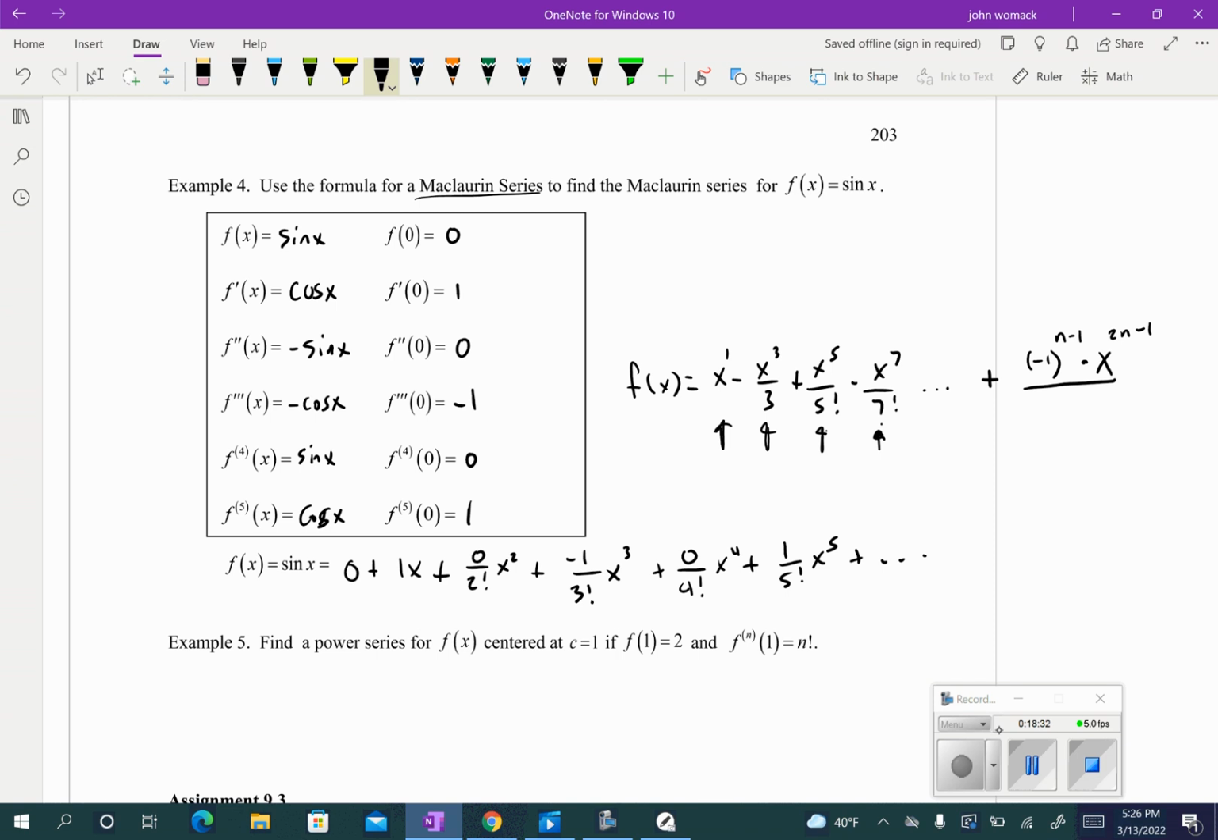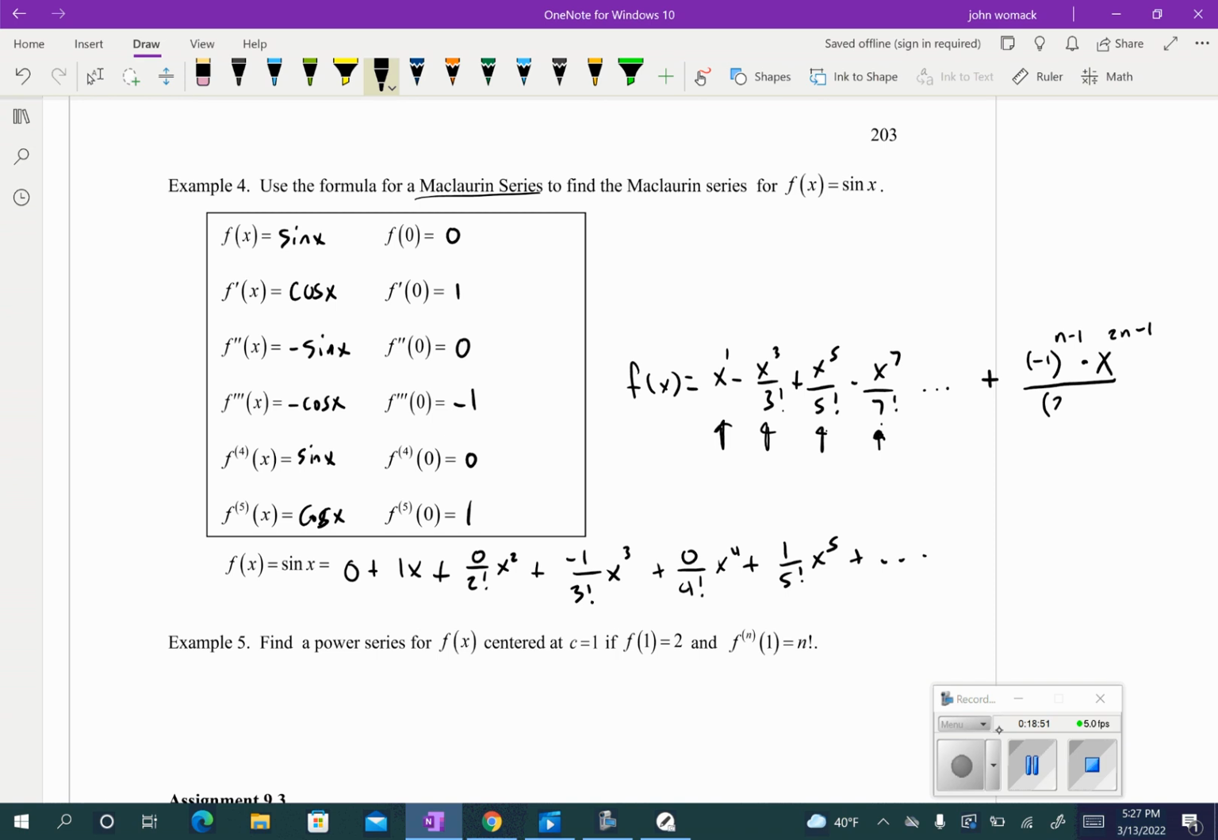My third term, 2 times 3 is 6, 6 minus 1 is 5. Okay, then down the bottom, I need, this should have been a factorial here. Sorry about that. 3 factorial, 5 factorial, 7 factorial. So again, it's going up by 2 each time. And notice how the factorial matches the top number.